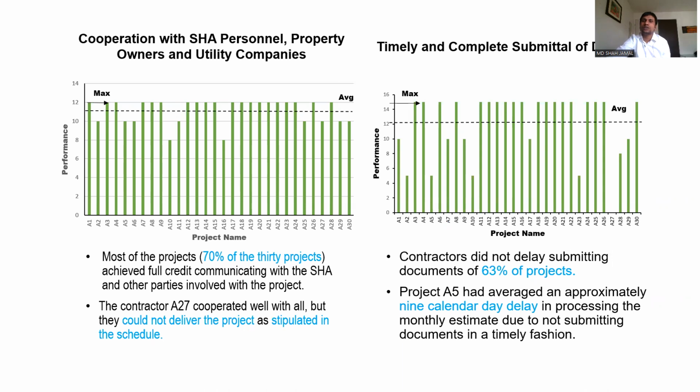Cooperation with state highway agency personnel, property owners, and utility companies is the next factor, and 70% of the 30 projects achieved full credit communicating with the state highway agency and other parties involved with the project. Contractors did not delay submitting documents for 63% of projects. Project A5 had an average of approximately 9 calendar days delay in processing the monthly estimate due to not submitting documents in a timely fashion.